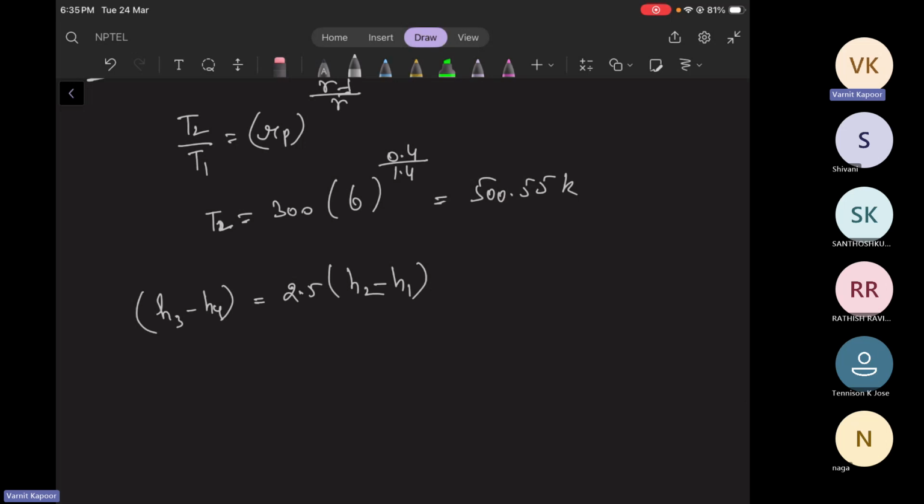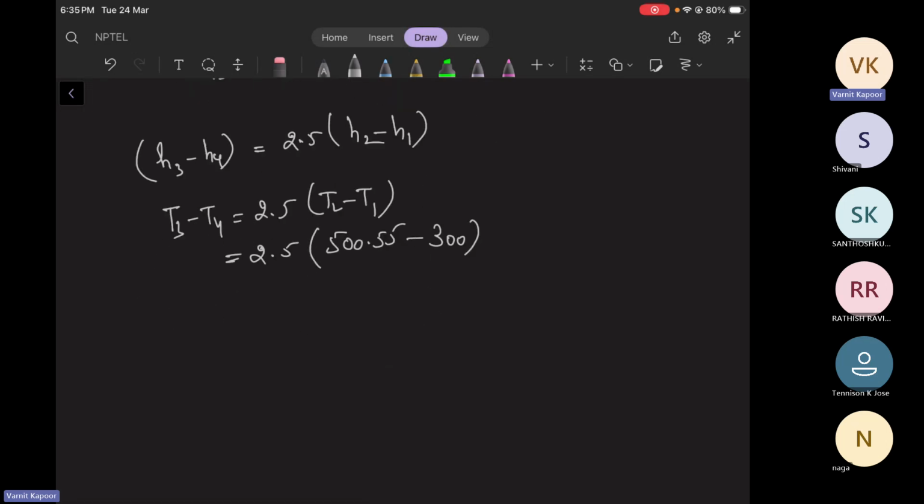So in terms of Cp, we can write T3 minus T4. Cp cancels out. So T3 minus T4 is equal to 2.5 times T2 minus T1. We can put T2 and T1 here: 2.5, T2 is 500.55 and T1 is 300 Kelvin. So from here, T3 minus T4 will come out to be 501.37. Still we don't have T4.